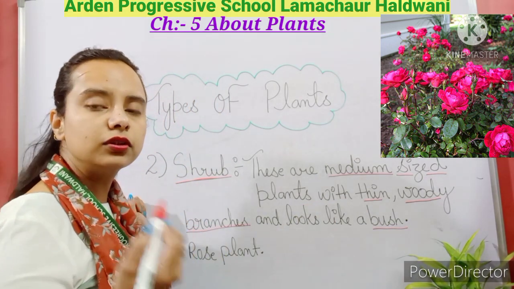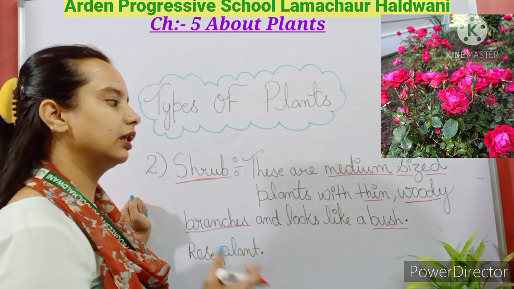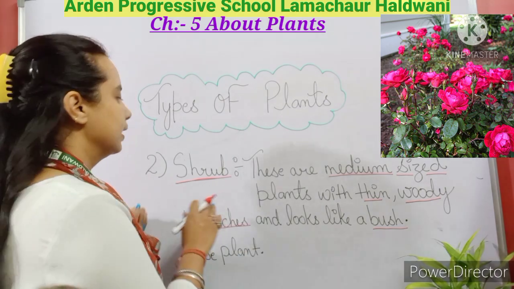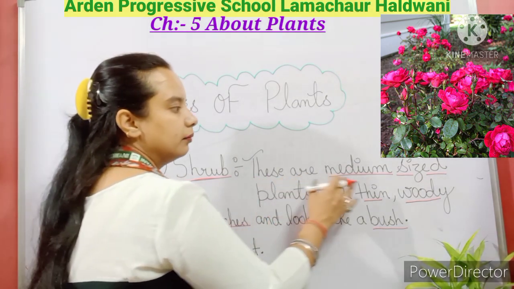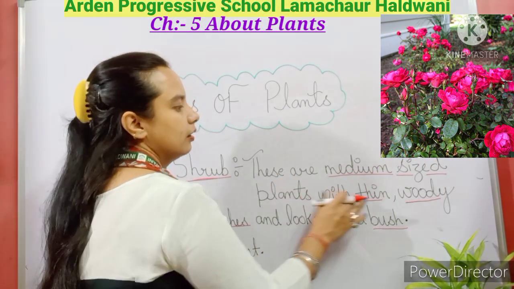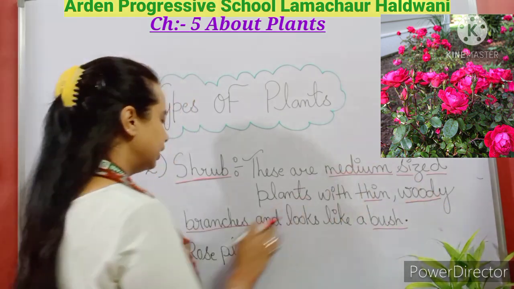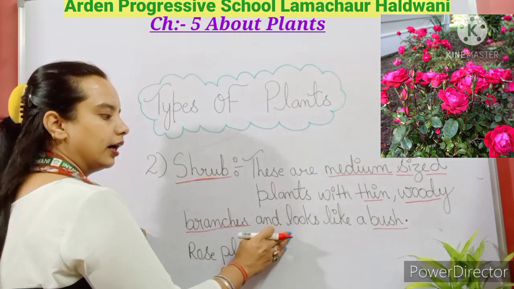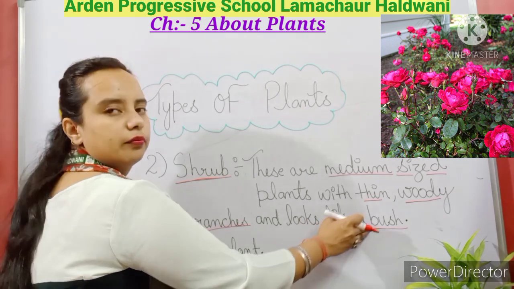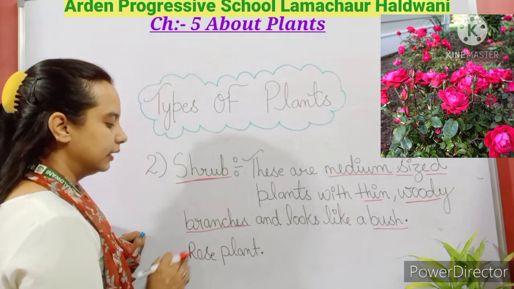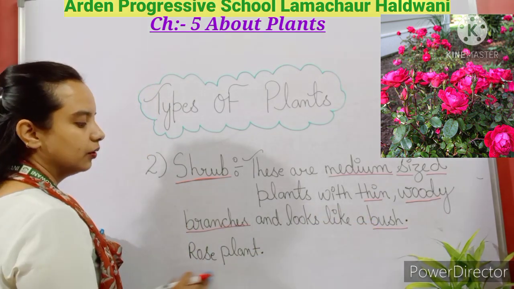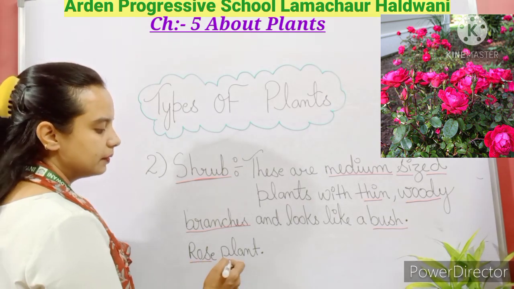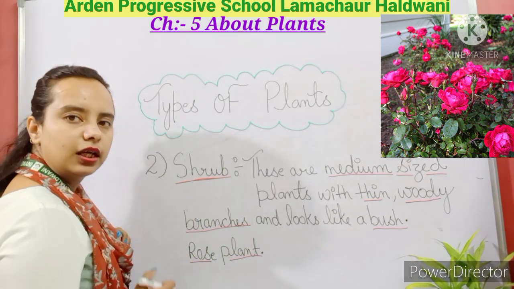What is bush? जो झाड़ियाँ होती है बेटा, उससे हम क्या कहते हैं? Bush. Okay. So shrubs, these are medium-sized plants with thin and woody branches, and they look like a bush. Okay. And the example of the shrub is the rose plant. Rose plant is an example of the shrub here.